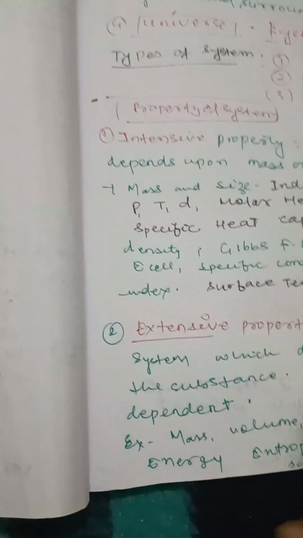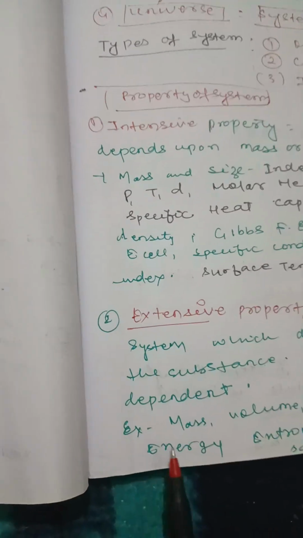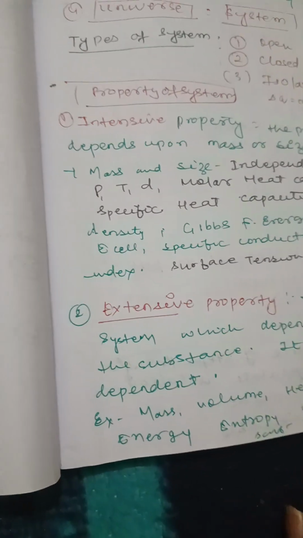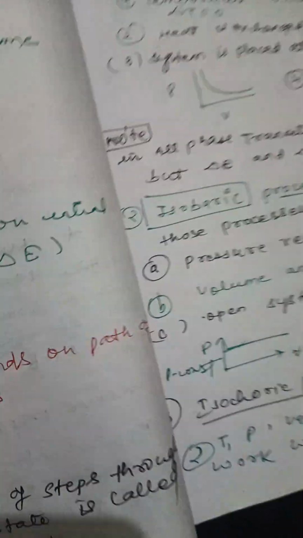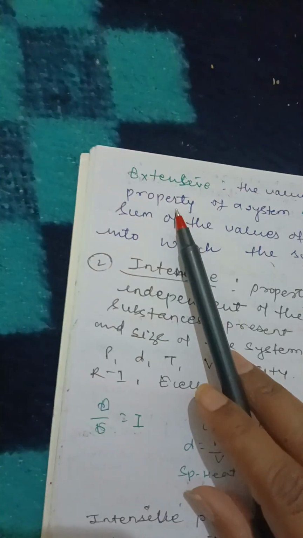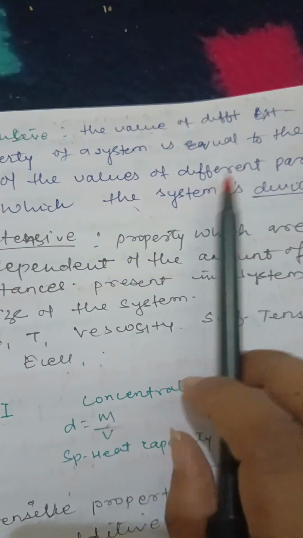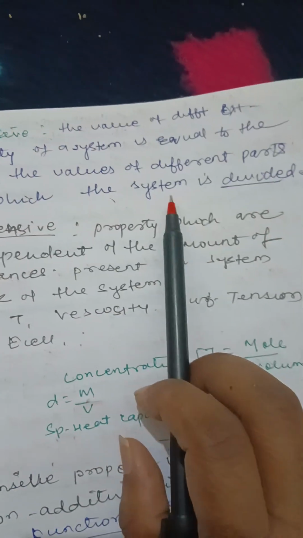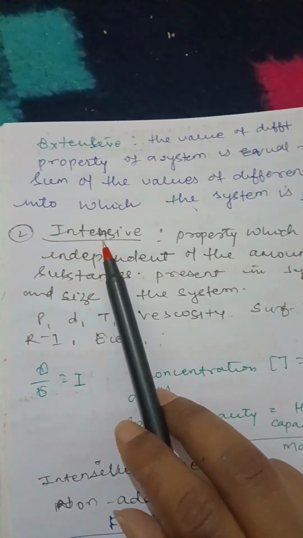The property of the system which depends on the amount of substance, mass and size dependent: mass, volume, heat capacity, internal energy, entropy, Gibbs free energy, surface area, all are extensive properties. The value of an extensive property of the system is equal to the sum of the values of the different parts into which the system is divided. Extensive property is additive in nature, meaning it can be added.